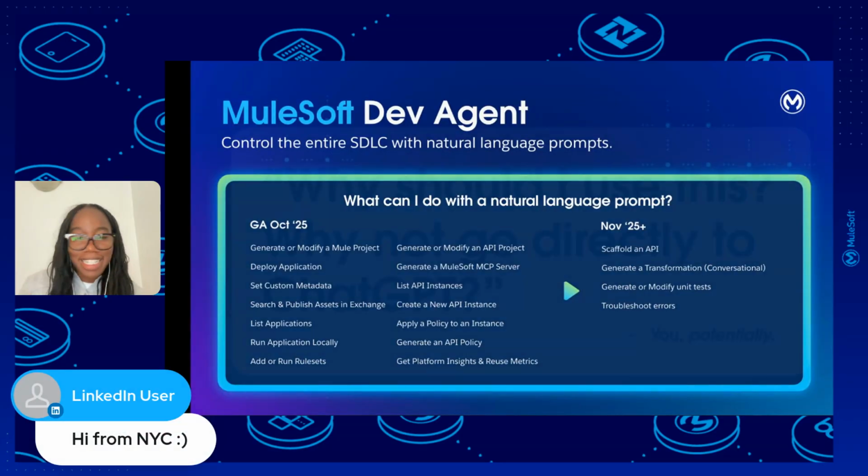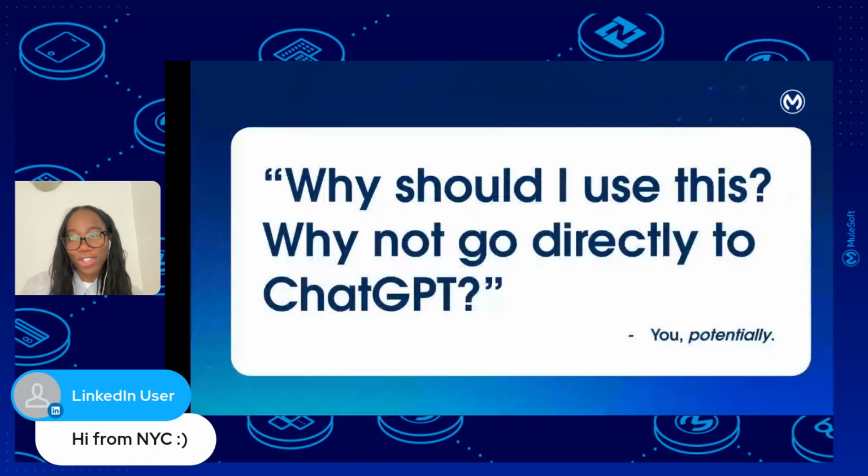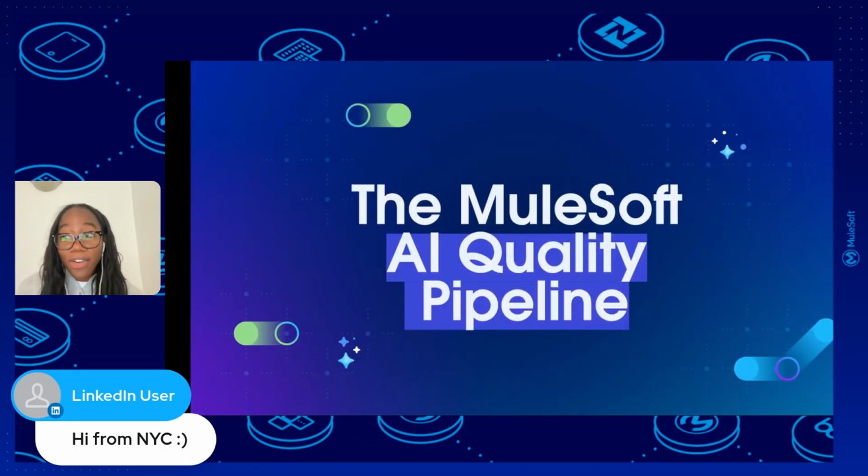But you may ask, and I think this is a very important question, why should I use Dev Agent? Why not go directly to ChatGPT? Well, the reason lies in the underlying capabilities that power Dev Agent. We know that AI can generate a lot of content, and I think everyone here can agree with that. But we also know that AI doesn't always generate the right response, and certainly not on the first try.